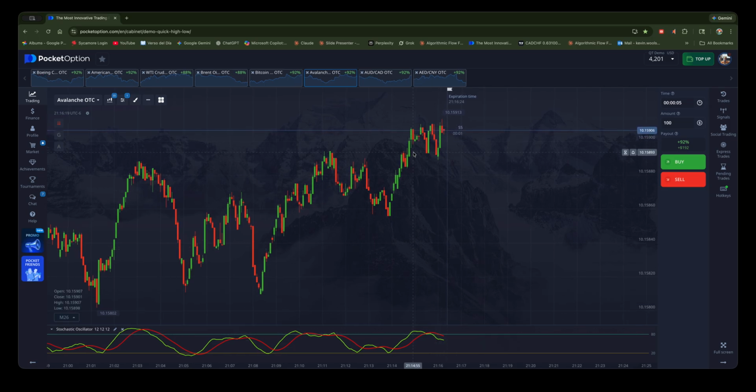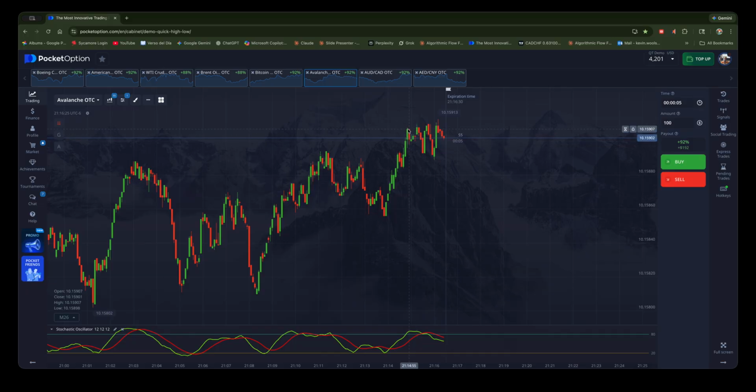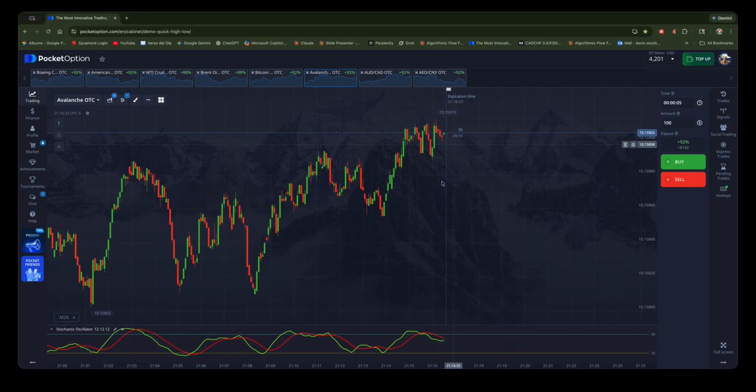We're kind of going sideways here. We got this line here. We got another trend line coming down. So this one's going up this way and this one's going down. So right now we're just in the middle. Now we're showing a little bit of strength going up, and now we're flat.